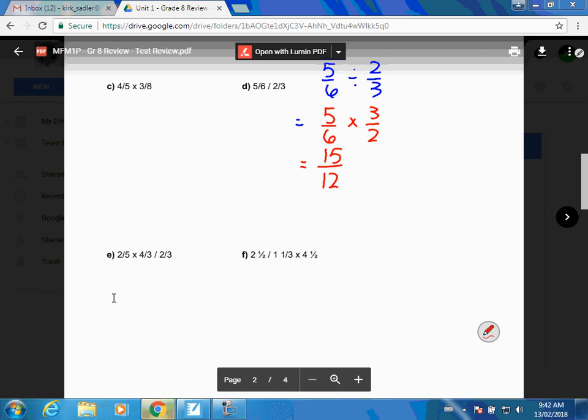Aaron Sadler, what do we do next here, please? Divide 15 by 3. Good. And divide 12 by 3. And just a reminder, the numbers you're checking are 2, 3, 5, and 10, right? Okay, so those numbers should be checked. So 15 divided by 3 is 5, and 12 divided by 3 is 4.